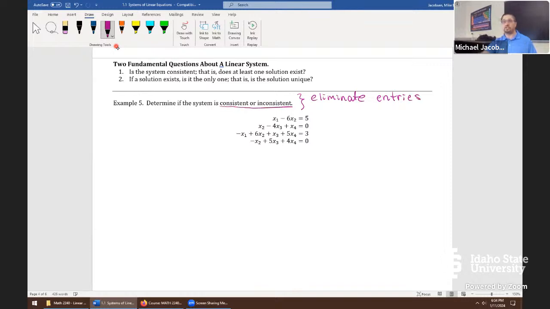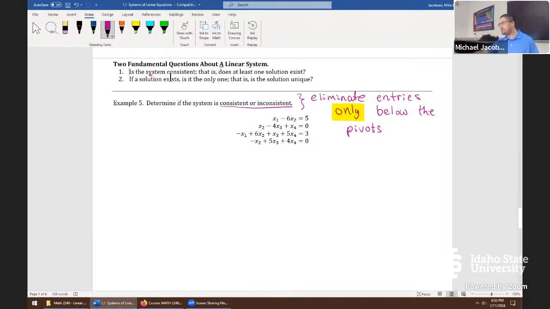Let me highlight that just to say why we're doing it. Eliminate entries only below the pivots. So that's going to be our method if you see these instructions here. They're not even asking for the solution. They're asking, is there one in the first place? So that's the question of this problem.